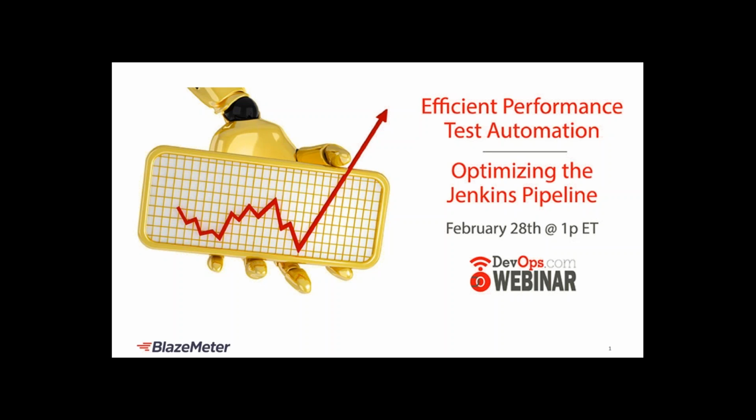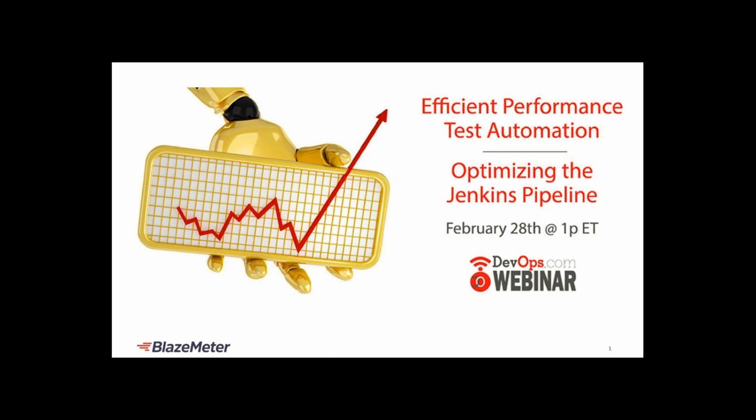Today's webinar, as I mentioned before, is on efficient performance test automation and optimizing the Jenkins pipeline. Why I'm really excited about this is that it brings together two of the most dynamic pieces of the DevOps marketplace today: Jenkins Pipeline, in Jenkins 2.0, part of the whole CloudBees Jenkins community, and test automation.